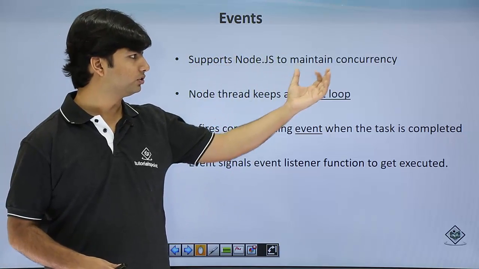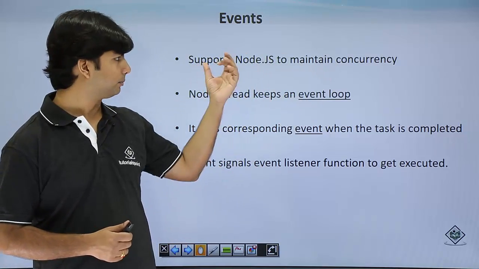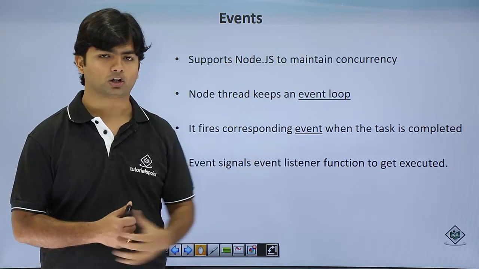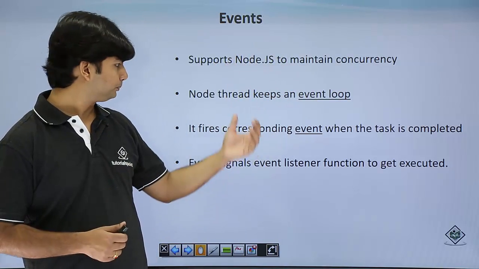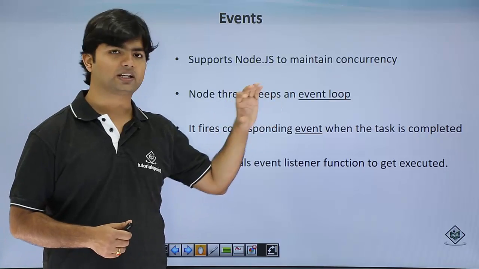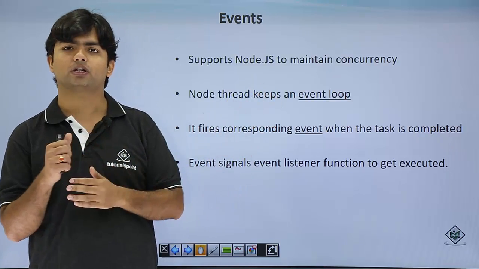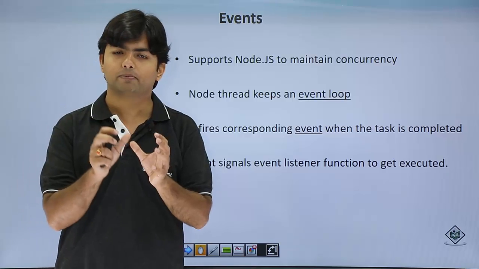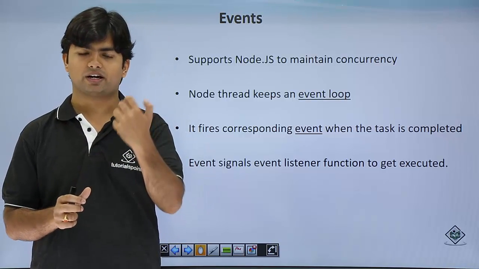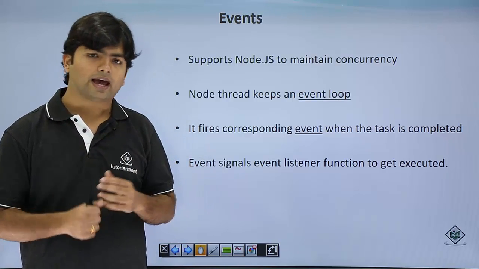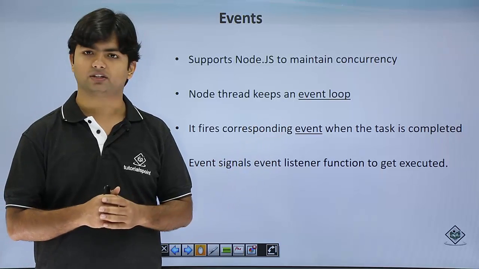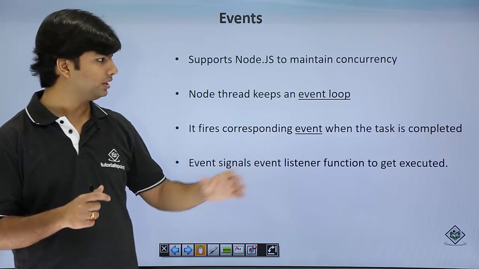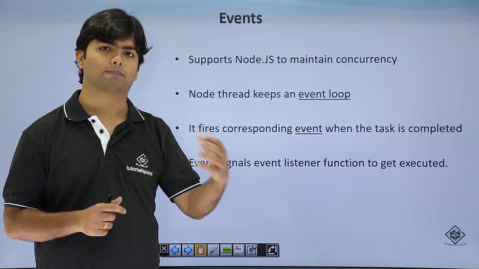Events support concurrency, alright? Node.js supports events to maintain concurrency. And how does it work? The Node thread keeps an event loop. This event loop keeps an eye on any particular event, like when it is being raised. As soon as an event is raised, it invokes the corresponding task to get completed.